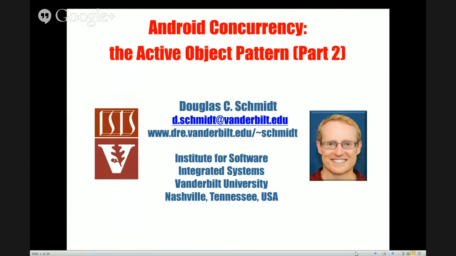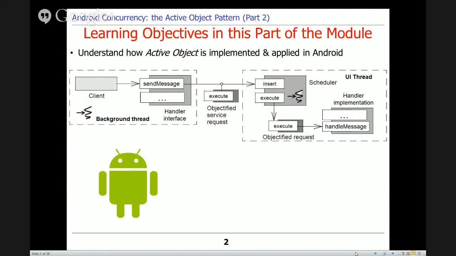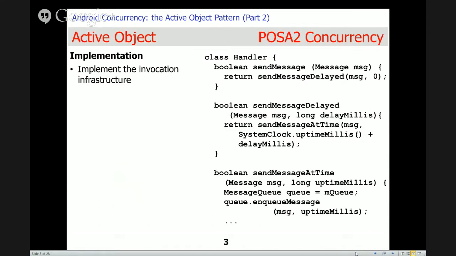Okay, where we left off last time, we had just finished talking about the intent, applicability, structure, dynamics, and so on of the active object pattern. Now we're going to talk about the implementation of the active object pattern, and how it's implemented and applied in Android, of course, because that's what we're focusing on. If you implement the pattern, the first thing you need to do is implement the invocation infrastructure.